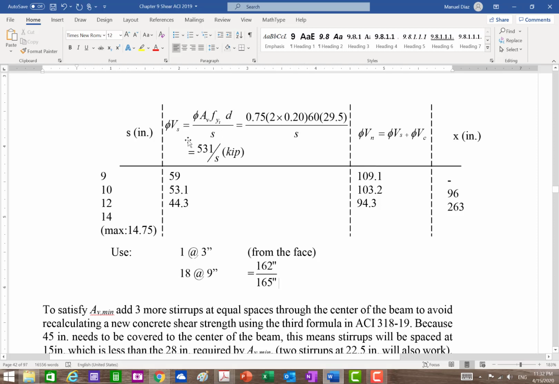And now I have my phi sub S as a function of S. So when S equals 9, I put the 9 here. That gives me my value 59. When S is 10, I put the value 10, I get 53.1. When S is 12, I put that one there. Okay? I didn't even bother to calculate 14. Okay, so I got those.